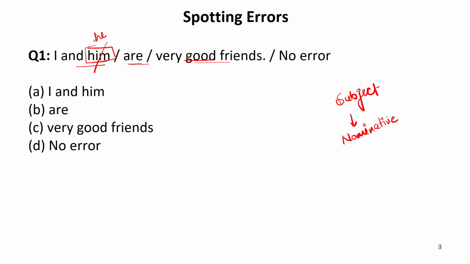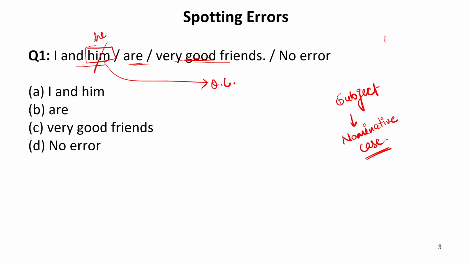If the subject is a pronoun, it should be written in nominative case only. It means subjective case. But if there is an object, it should be written in objective case. Now this him is an objective case, whereas are very good friends, it means we are talking about the subjects. So subjects should be written in nominative case. Therefore, this him should be replaced with he.